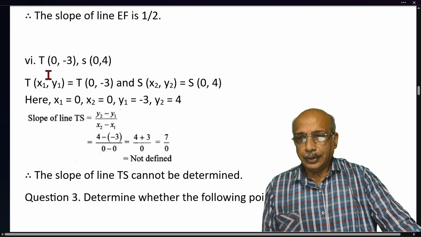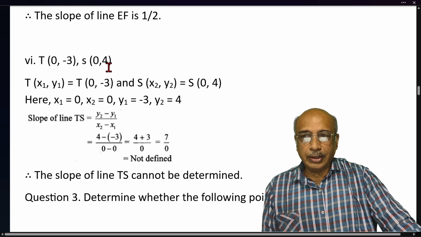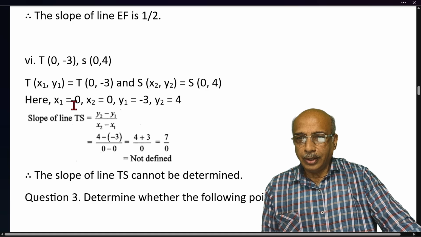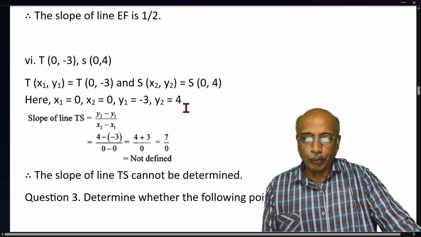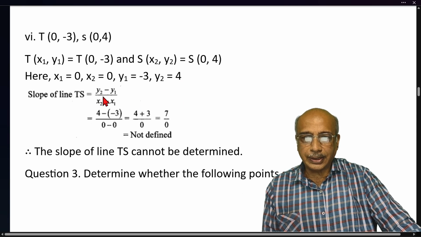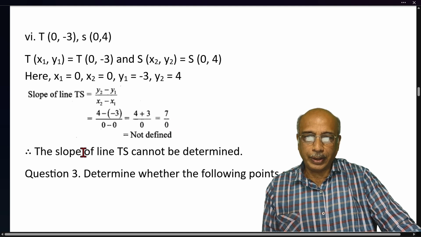Next problem. T, x coordinate is 0 and y coordinate is minus 3. S, x coordinate is 0, y coordinate is 4. So here x1 equals 0, x2 equals 0, y1 equals minus 3, y2 equals 4. Therefore, slope of line TS will be y2 minus y1 upon x2 minus x1. But as coordinates x2 and x1 are 0, it will be 7 upon 0, which is not defined. Therefore, the slope of line TS cannot be determined.